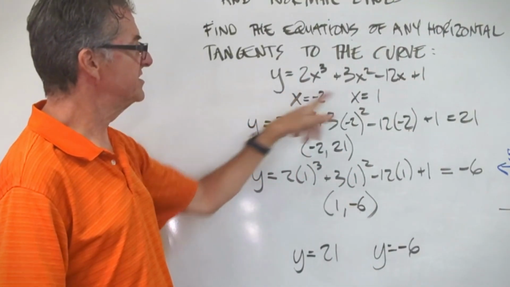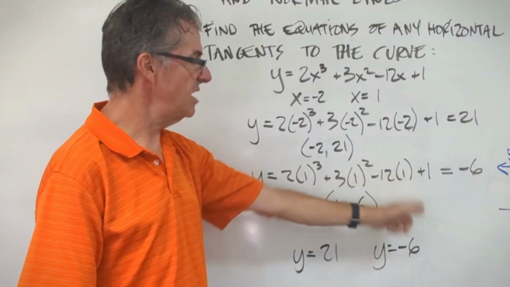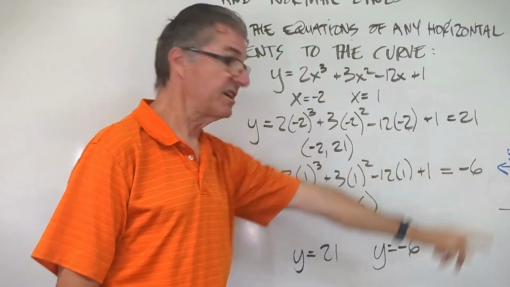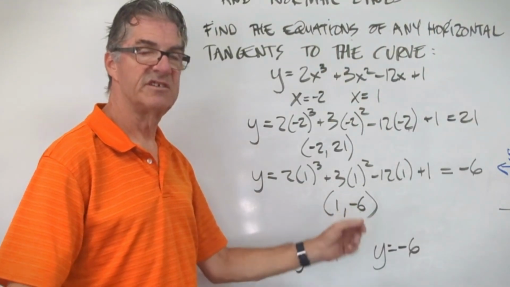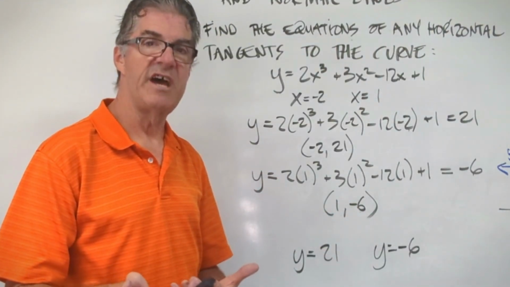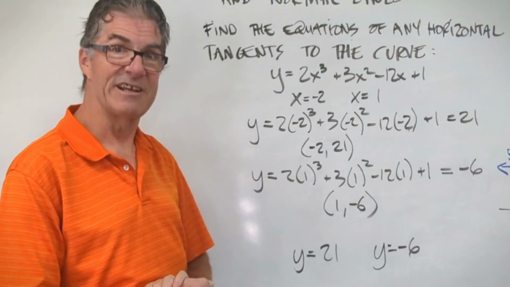Then similarly, with the second, I just plug in 1 for x. Right here, there's my plug-in step. That winds up being negative 6. So the second point of tangency is at 1, negative 6. Now that makes sense with the graph we looked at in Desmos. That's roughly where those points were, or I should say exactly where they were.